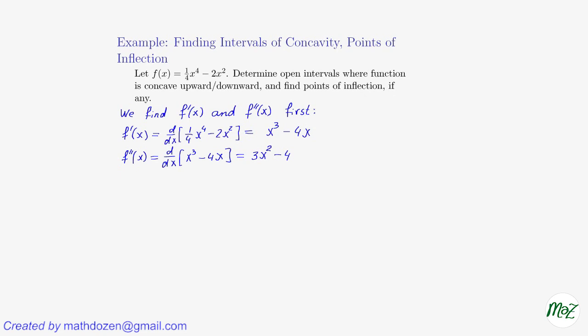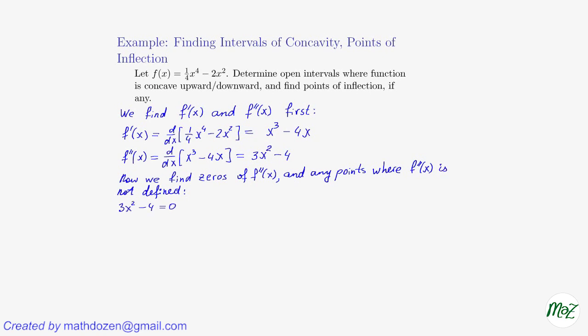And then remember, the theorem says that any suspicious points, or any possible points of inflection, will have either the second derivative being 0 or the second derivative not defined. So we find the places where the second derivative is 0 or exactly the points where the second derivative is not defined.